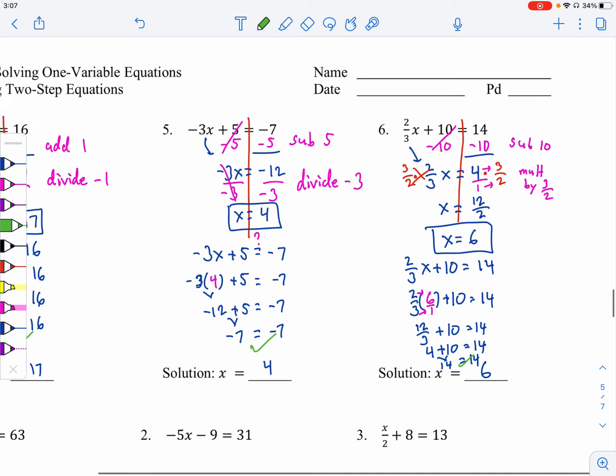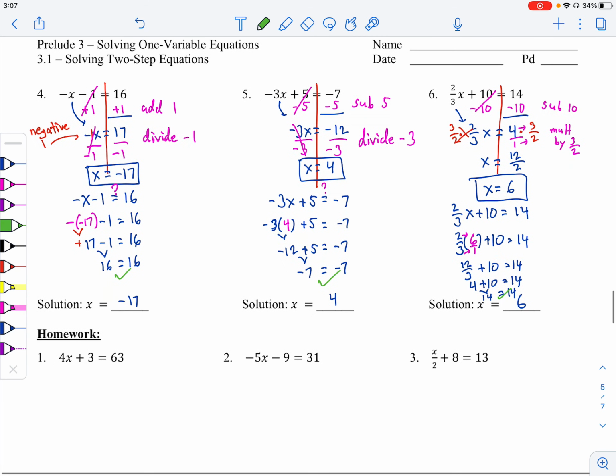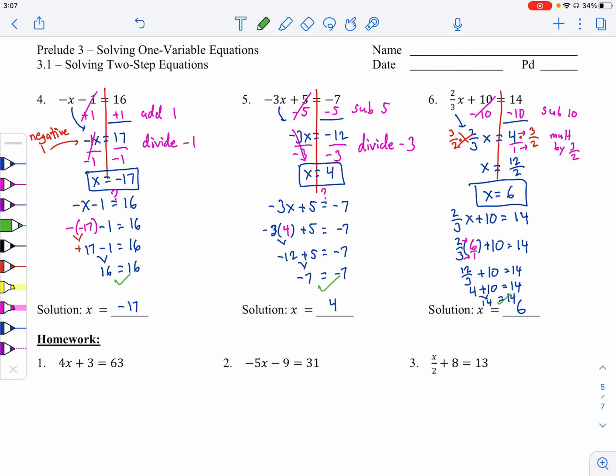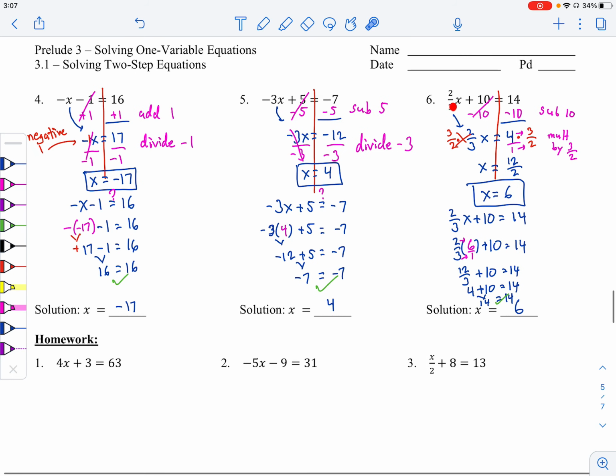Okay, so we're going to be solving using inverse operations. Always get rid of your friend first, and then divide by what's attached to the x, what's next to it, in order to isolate it. And then check your answers by substituting.